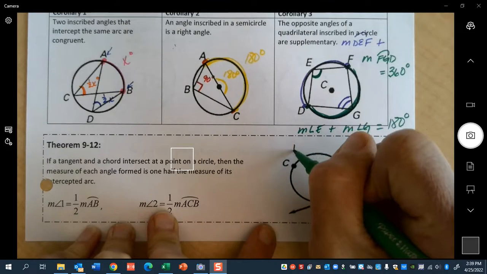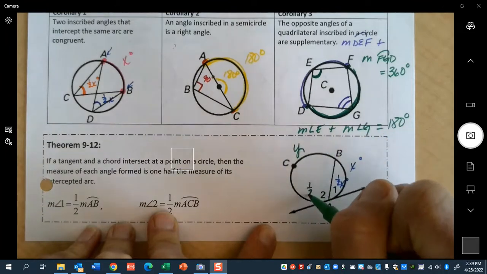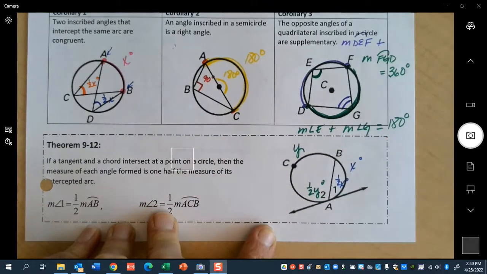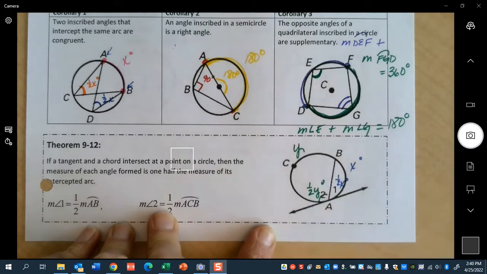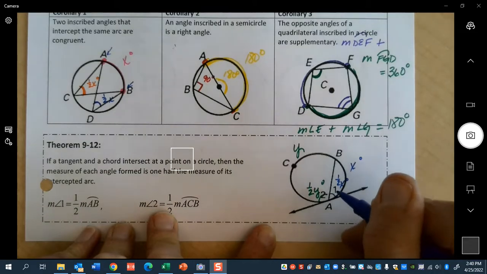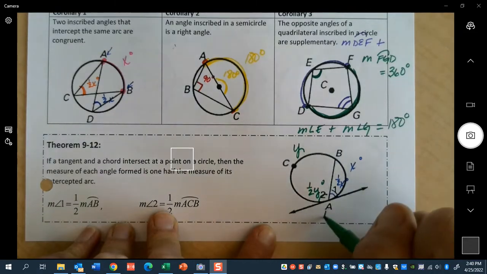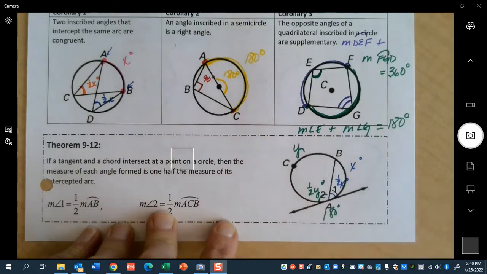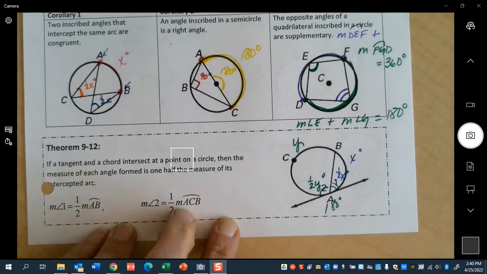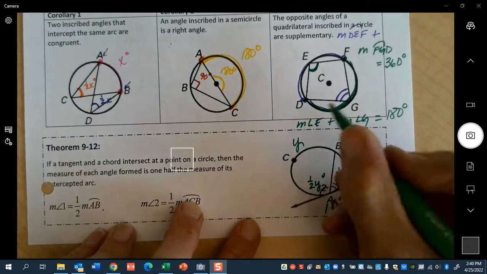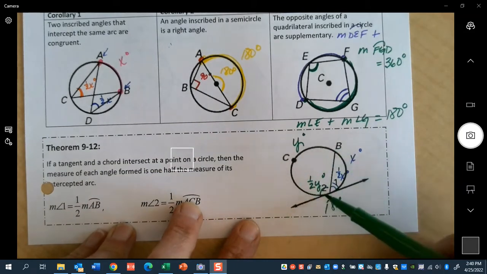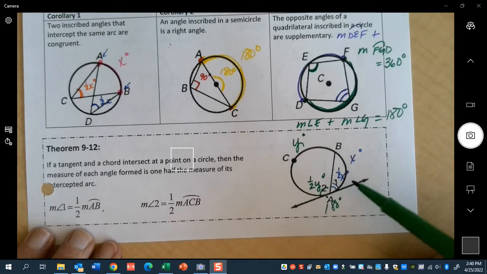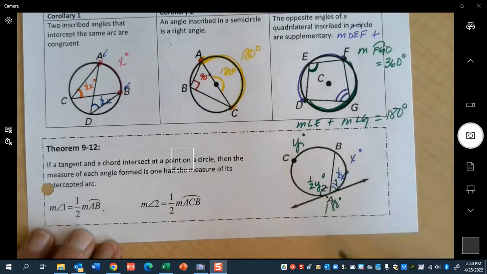If I know that this is y, this is going to be 1/2 y degrees. The measure of y plus the measure of x are going to be equal to 180 degrees because they're supplementary. The measure of x around the circle plus y around the circle is 360 degrees. So this angle is going to be half of that one. This angle is going to be half of that one.